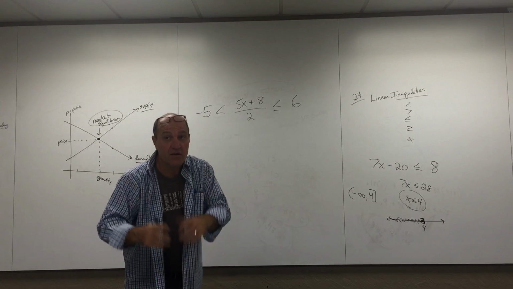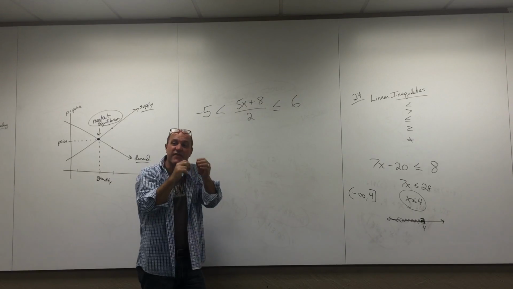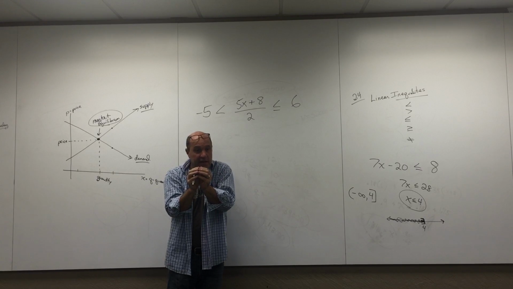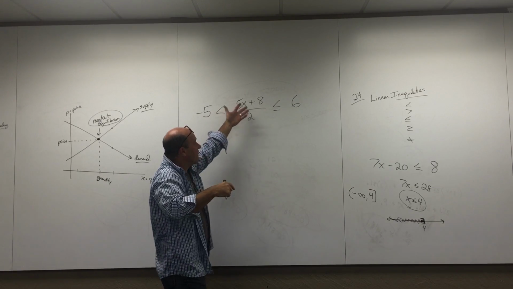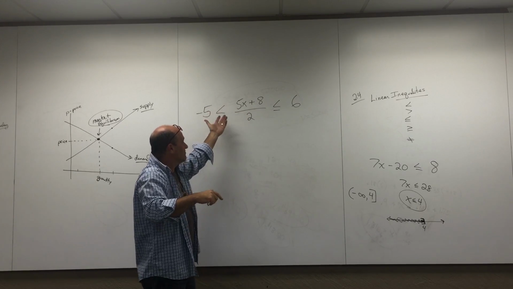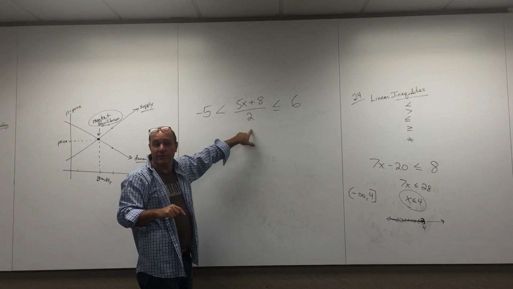To solve it, what you really want to do is get x by itself, and you really want to leave x right there in the middle, actually. So you want to start getting rid of this stuff. I would multiply by 2. Would you multiply by 2? That's what I would do.